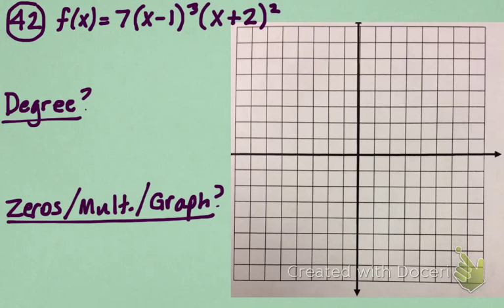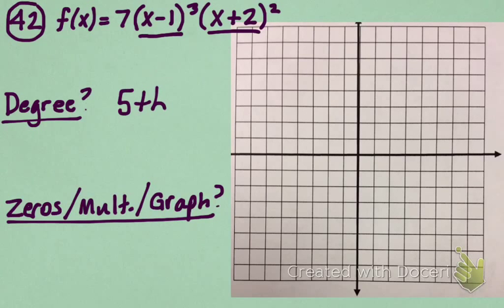Same set of directions on number 42. And our degree, the way we determine that is to think, all right, well, I have a linear power or factor of x minus 1 to the third power. So that means I have 3 powers of x from the first term, or the first factor. And then I have 2 more powers of x multiplying that. So really, you can just remember you can add the exponents together to get your degree, which would be a 5th degree.